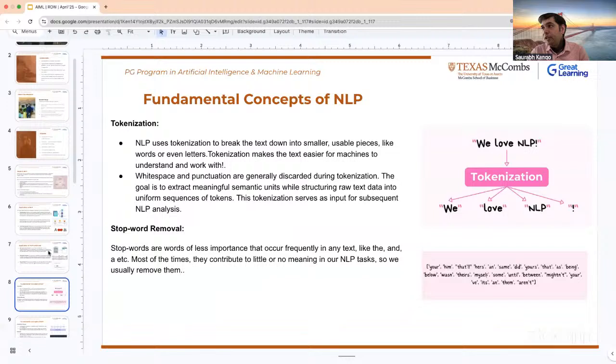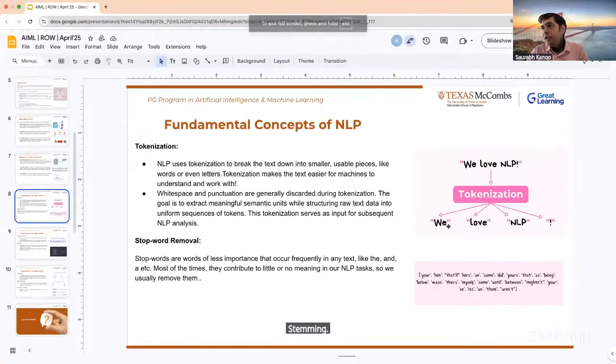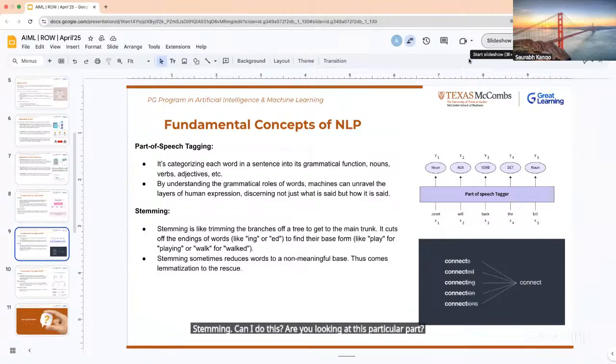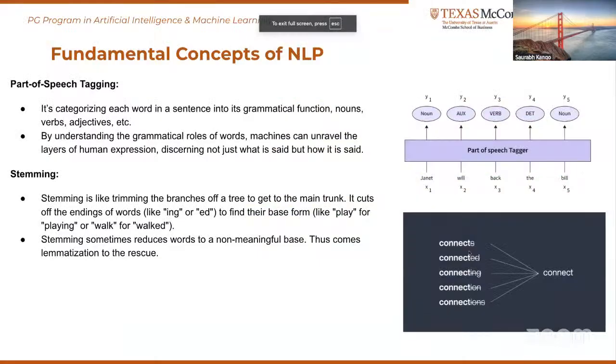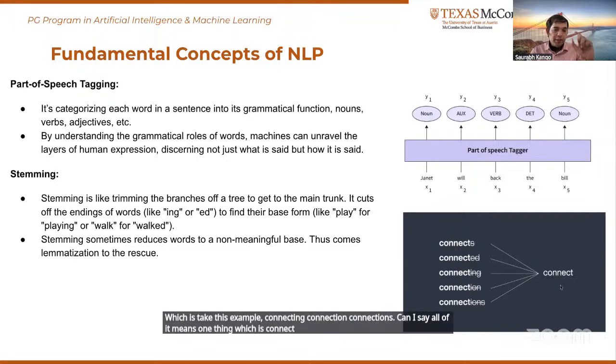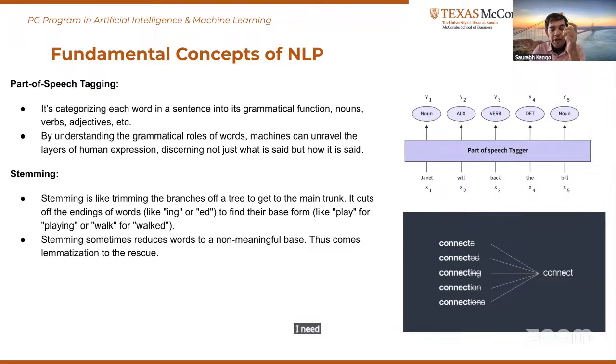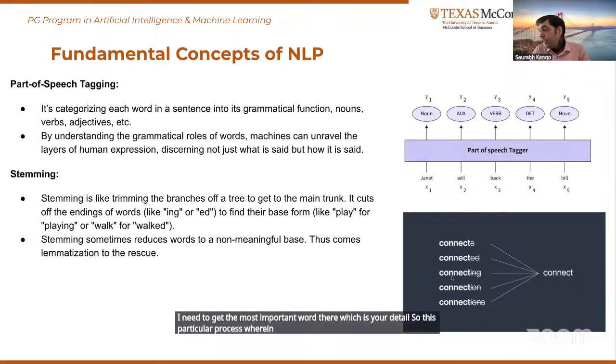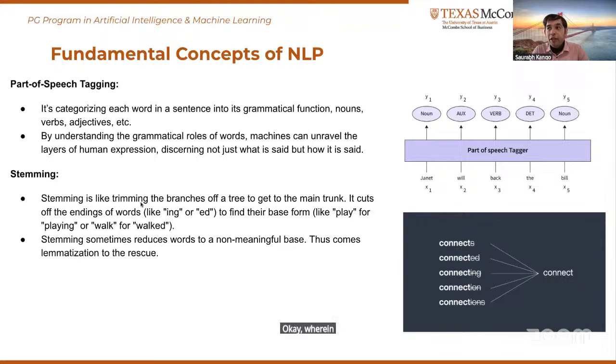The two ways in which we can do it is this one. Stemming. Are you looking at this particular part? Take this example: connects, connected, connecting, connection, connections. Can I say all of it means one thing, which is connect? Even though it is used differently in different scenarios, the core meaning remains the same, isn't it? So even if you have detailing, details, detailed, I need to get the most important word there, which is detail. So this particular process wherein I remove everything after connect is called stemming.